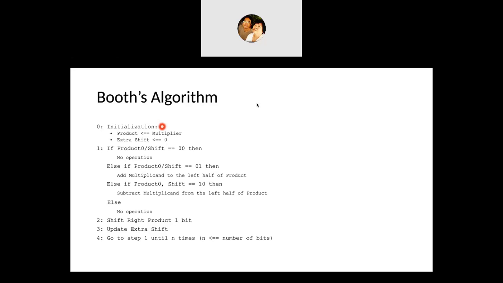First, we start from step 0, initialization. We have to put the multiplier to the right-hand side of the product. But we need one more flag, or we need one more bit. We call it extra shift. And in initialization, we initialize it with 0. This is the extra bit.